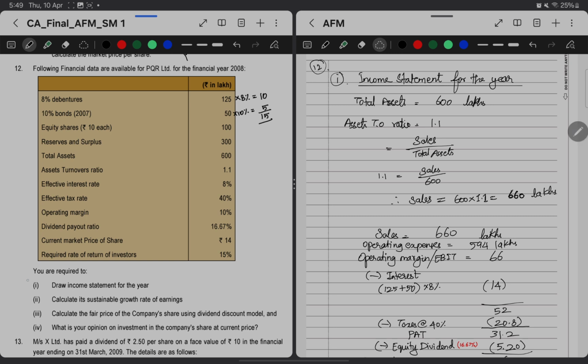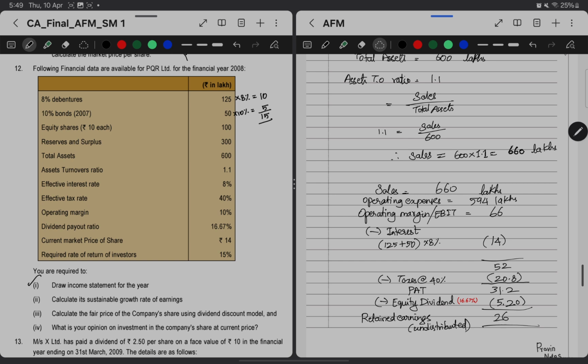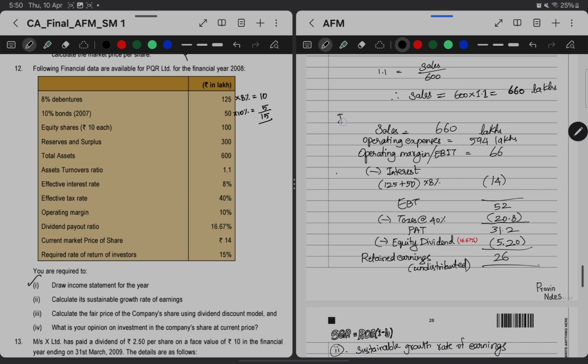They are asking us to first draw income statement for the year. So the income statement will be sales minus operating expenses. We will get operating margin or EBIT minus interest. Then we will get earnings before tax, then minus taxes, profit after tax, then equity dividend will get retained earnings. This will be our income statement for the year.